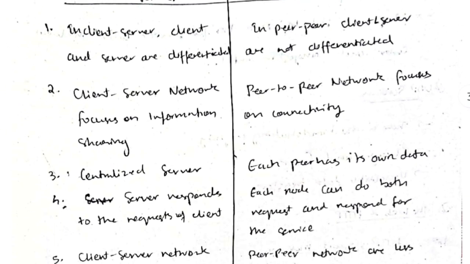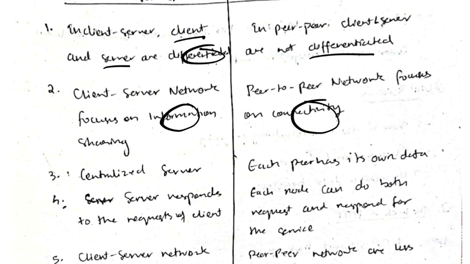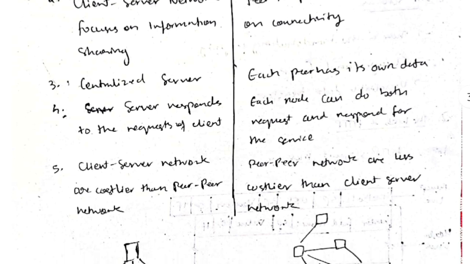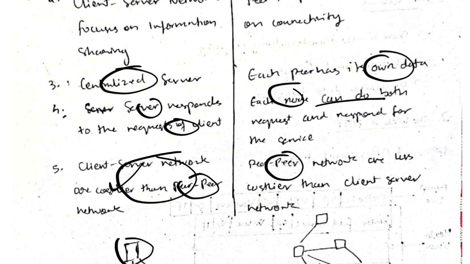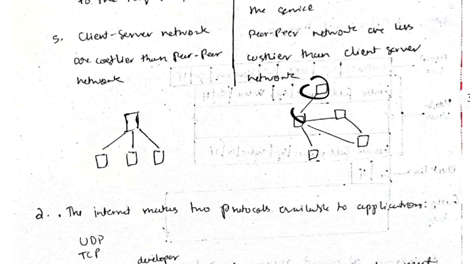Here are some points which you can go through. In client server, who is the client and server is fixed and differentiated, and here it's not differentiated, means anyone can become the client or server based on the request. It focuses on information sharing, it focuses on connectivity, and each peer has its own data. There is a centralized server in the client server architecture, and the server responds to the requests of the clients, and in peer-to-peer each node can become the server or the client. Client server is costlier than peer-to-peer network because there has to be a centralized database, and peer-to-peer is cheaper because each one can have a part of data which can be shared among themselves. So that's basically all you have to do.